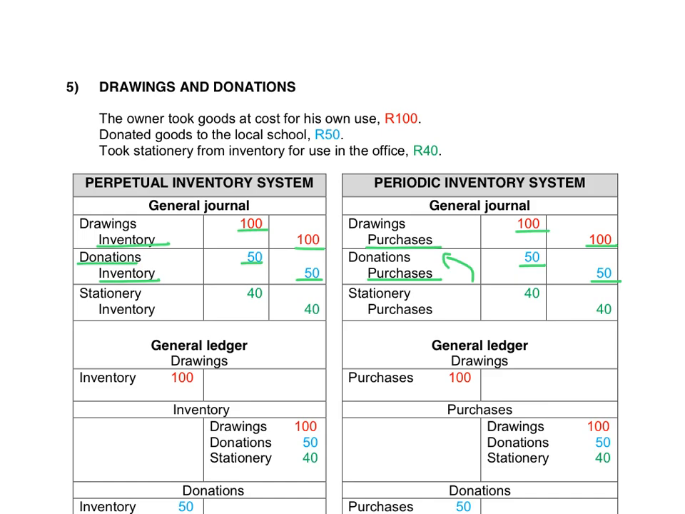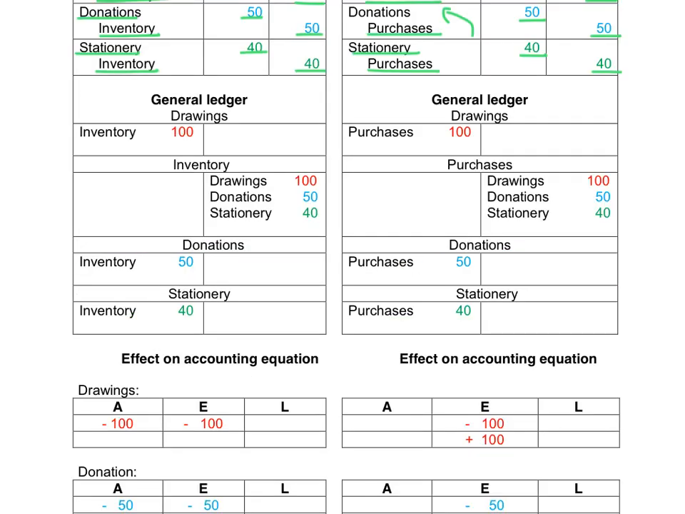Okay, the owner took stationery from inventory for use in the office. So he has to create an expense for stationery for the 40 rand. The inventory must be credited to indicate that the asset decreases. And in the periodic system, the purchases account will be credited to decrease the expense. The various reasons why the inventory was taken will be debited. So you will debit drawings, donations, stationery, and in both methods you will do that.